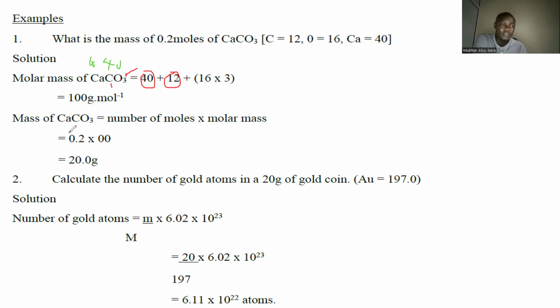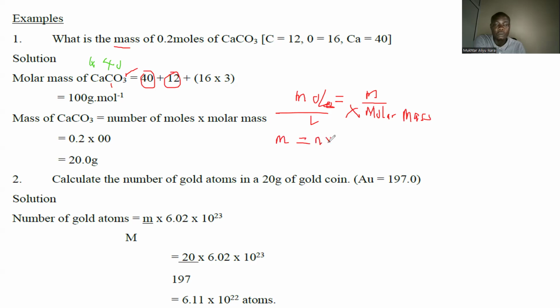And then so we have to get the mass. Remember, I gave you a formula where we said mole is equal to mass all over molar mass. So here, what we want to calculate is mass. That is what we are looking for. So what are we going to do? We now do cross multiplication. So therefore, we have mass is equal to mole N times molar mass, capital letter M.